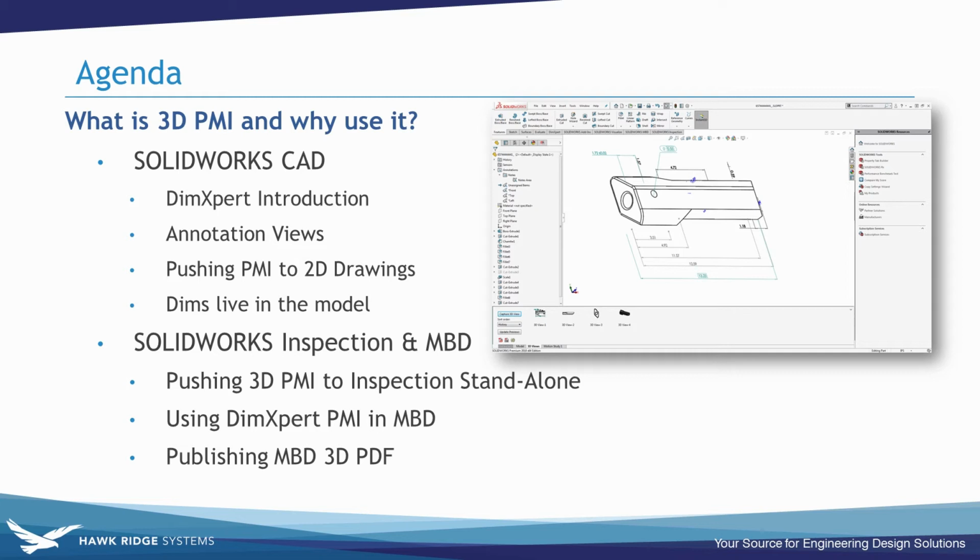Also, we can use information from the part, like custom properties, and push that data into inspection, which I'll show as well. Then, taking a little step back to the part level, using DimXpert, I'll push the PMI data to a model-based definitions 3D PDF file. We're going to publish that model-based definitions 3D PDF directly from SOLIDWORKS, and I'll talk a little bit about the template control there and how you can make everything look exactly how you want it. Okay, so let's jump back into SOLIDWORKS so we can show the inspection portion.